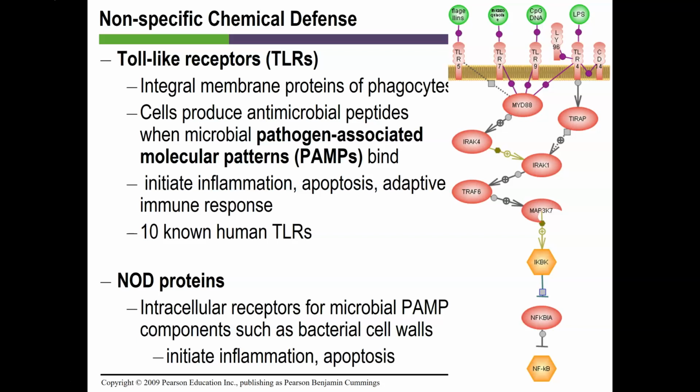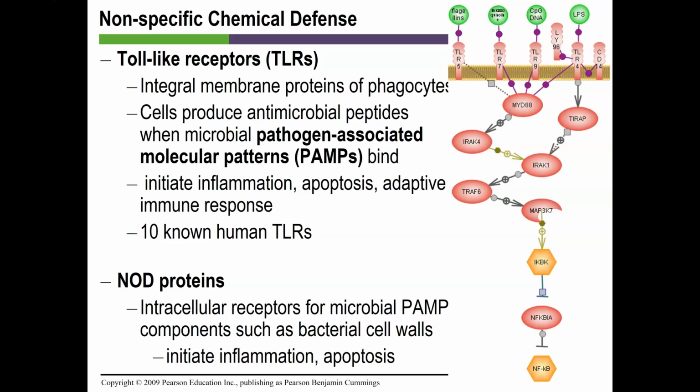You can see a diagram right here. There's a variety of these toll-like receptors, and they bind these PAMPs. And that activates a pathway inside the cells so you can initiate inflammation and apoptosis, which is cell suicide. They also will get the adaptive immune response primed and ready to respond. There are now known to be 10 toll-like receptors.